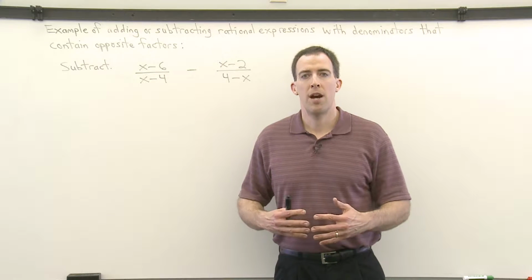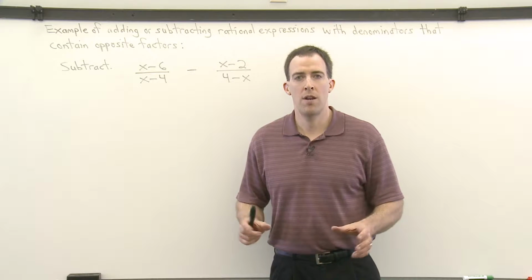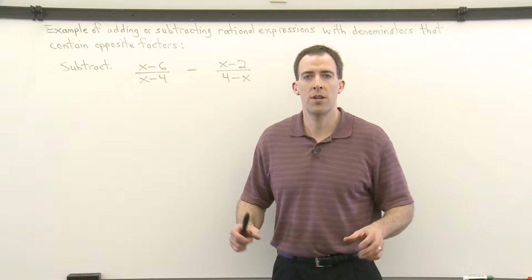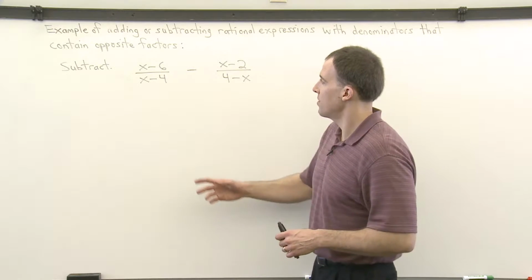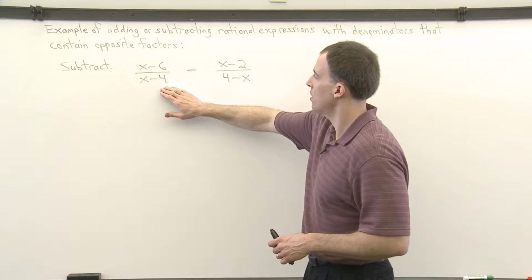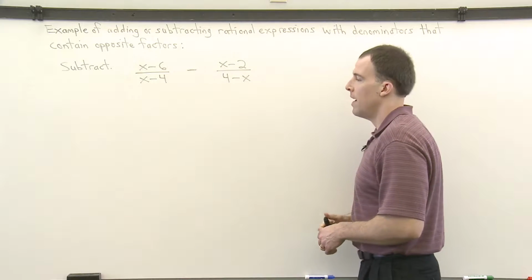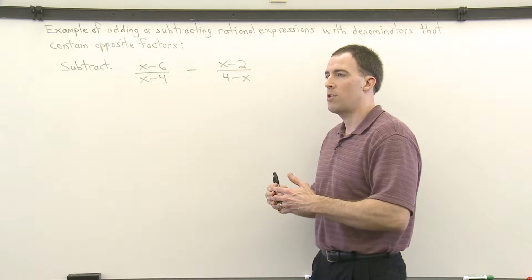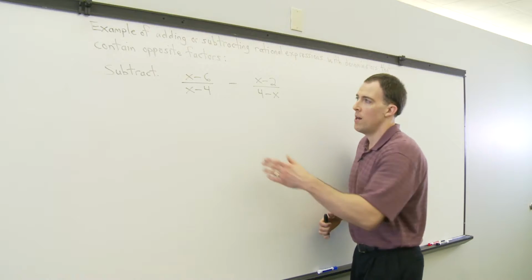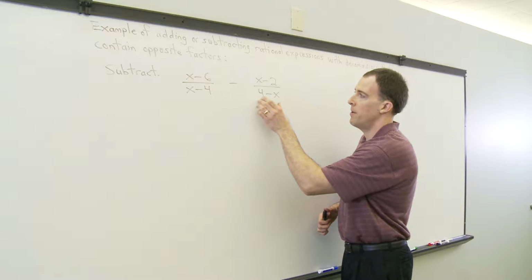Sometimes we have to add or subtract rational expressions where the denominators contain opposite factors. And here's an example of this. We're asked here to subtract (x - 6)/(x - 4) minus (x - 2)/(4 - x). As you know, we always need a common denominator to add or subtract rational expressions. We do not have a common denominator at the moment. These two denominators are different.